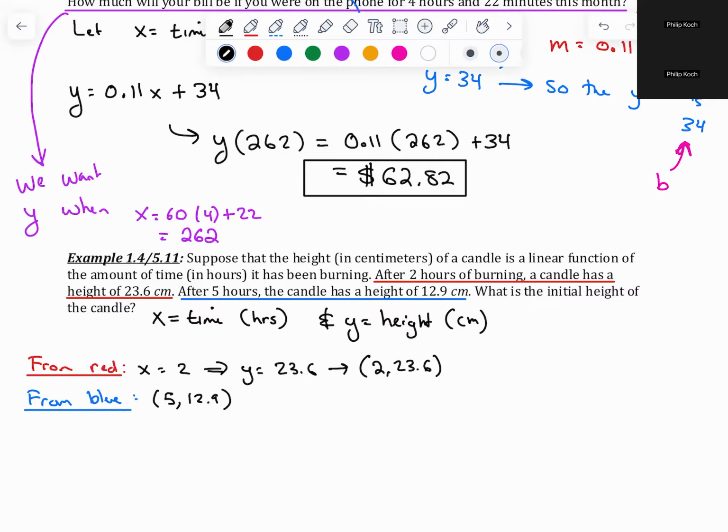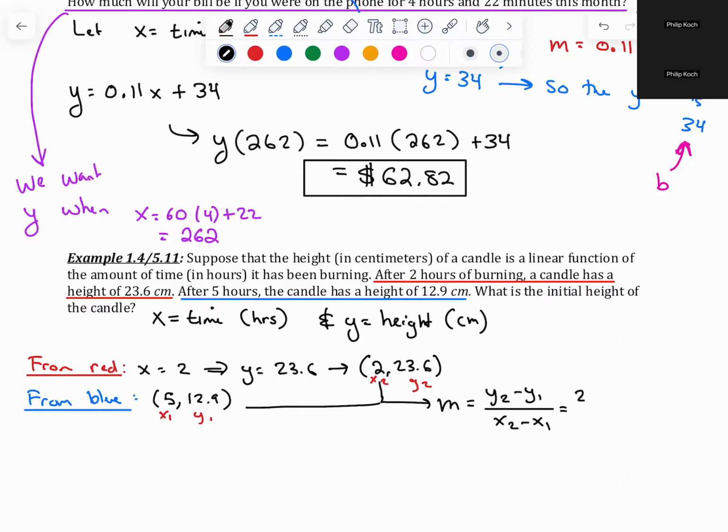By a similar argument, we're saying that after 5 hours, when the x value, which is measured in time, is 5, the y value is 12.9. That gives me an ordered point. And I can use these 2 points to find the slope. M is equal to y sub 2 minus y sub 1 over x sub 2 minus x sub 1. So I'm going to make this my x sub 1, y sub 1, and this my x sub 2, y sub 2, though it doesn't matter which one's which, as long as you're consistent.